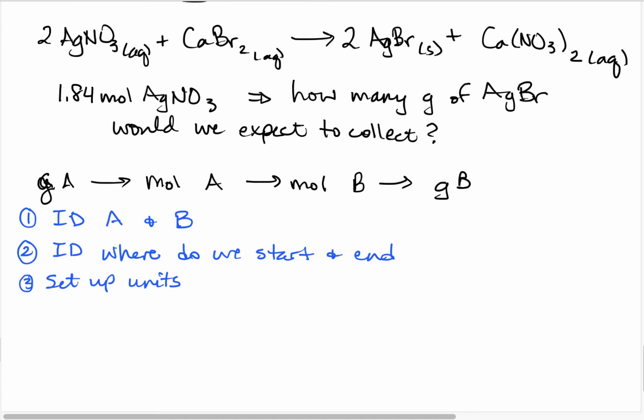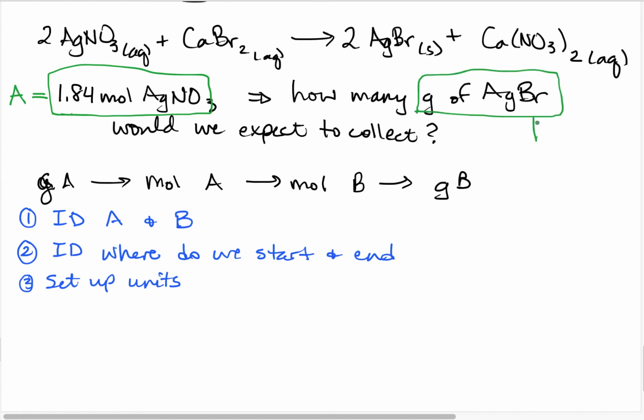Okay, so coming back together here, we start with 1.84 moles of silver nitrate. That's the thing that we know how much it is. So this is our A. And then the grams of AgBr, AgBr then is our B. And this also tells us where we're getting on. Because we're starting with moles, we're actually starting in this second step along. So let's review that process.